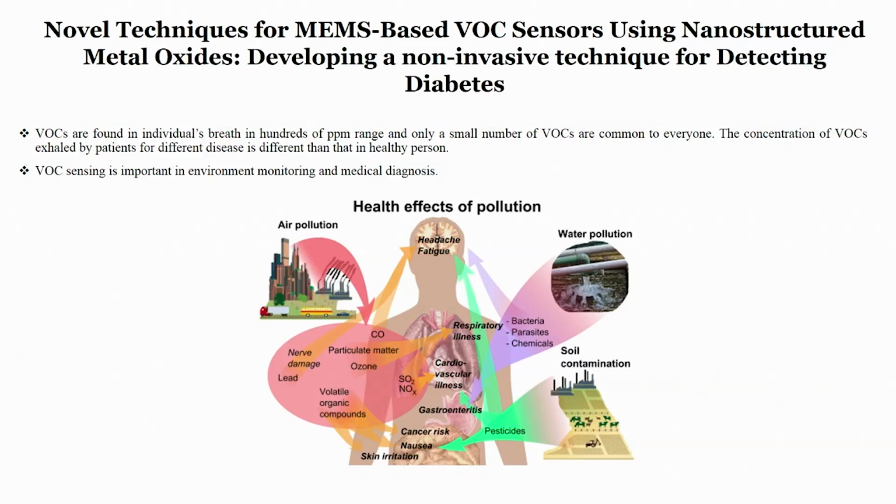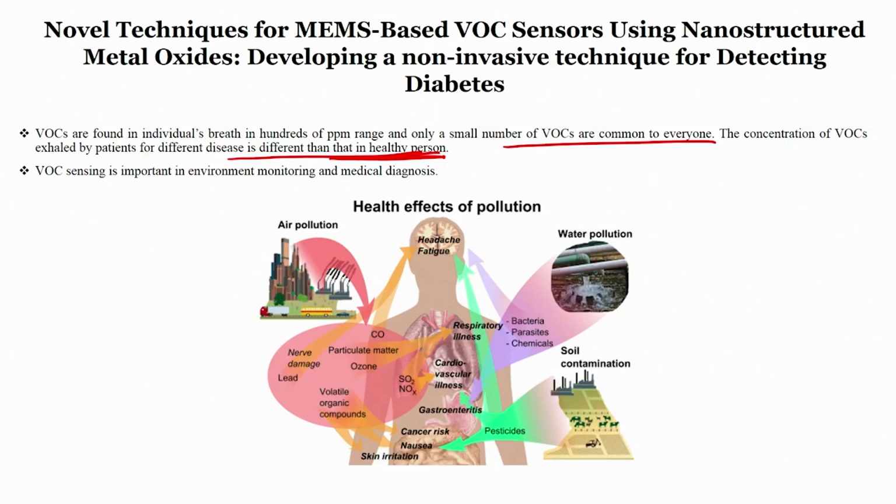As I stated, VOCs are found in an individual's breath in the hundreds of ppm range, and only a small number of VOCs are common to everyone. The concentration of VOCs exhaled by a patient with a disease is different from that in a healthy person, right. So, VOC sensing is important in environment monitoring and in medical diagnosis, very important, right.